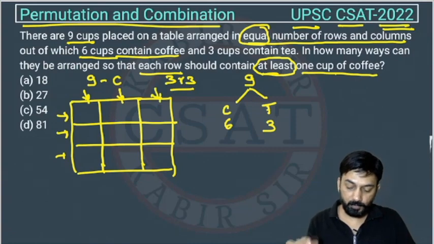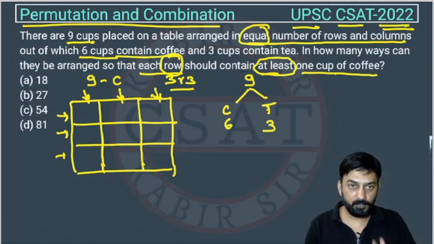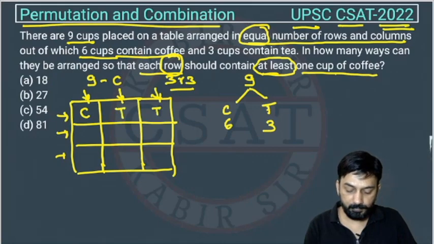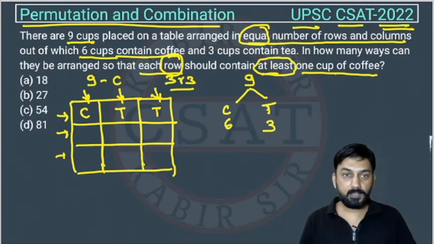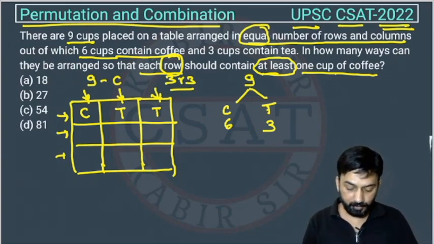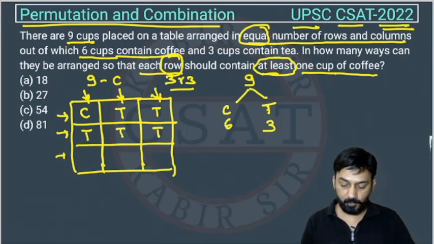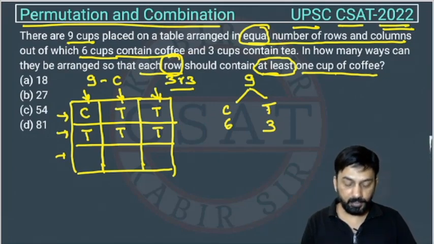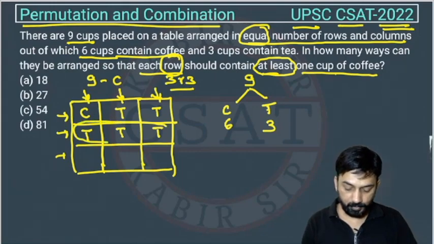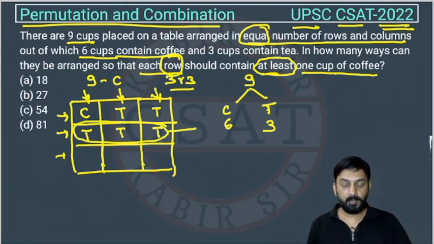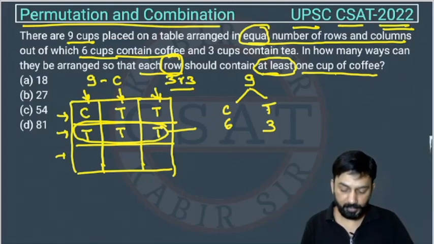Okay, so this question is talking about rows, so that in each row there should be at least 1 cup of coffee. It means 1 cup of coffee should come at least, and the others can be tea. At least means this question is asking that there should not be any case where all 3 are tea, right? Because this question wants at least 1 cup of coffee in each row, this case is not allowed, where in a row all 3 cups of tea come, right?